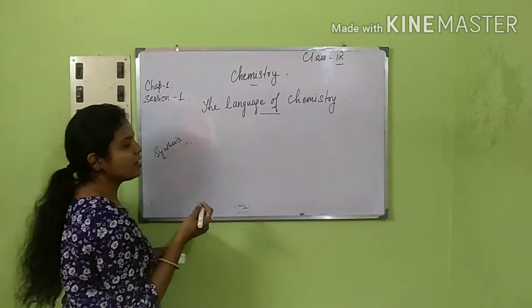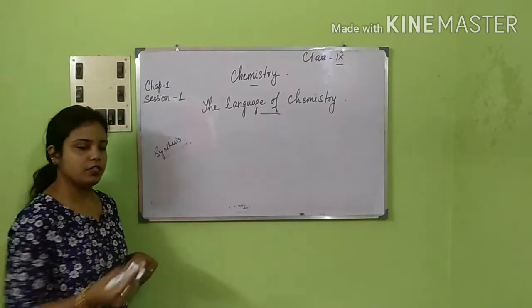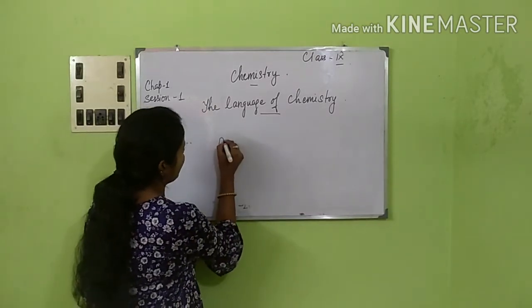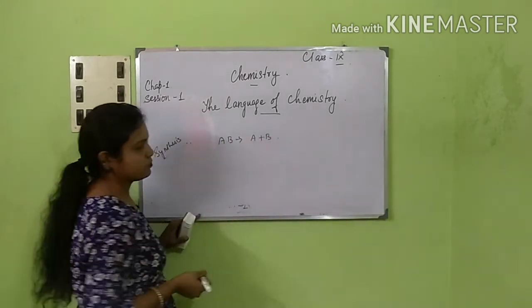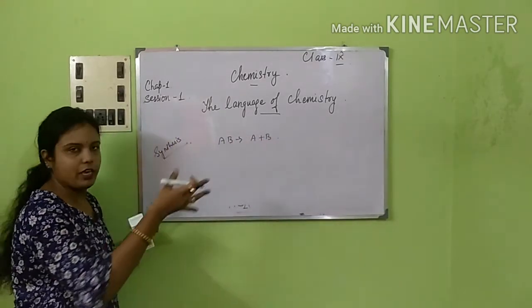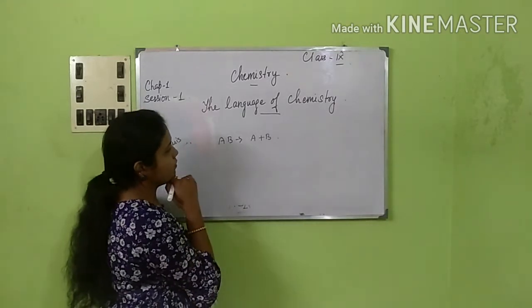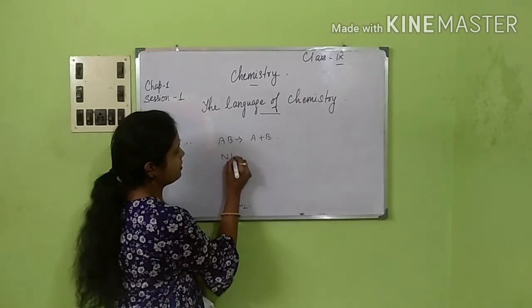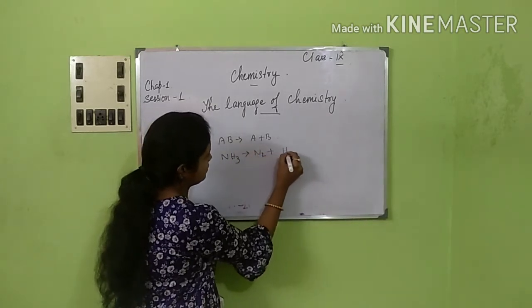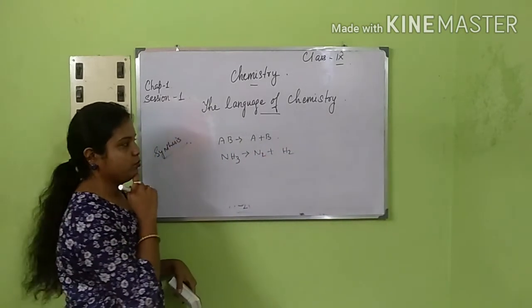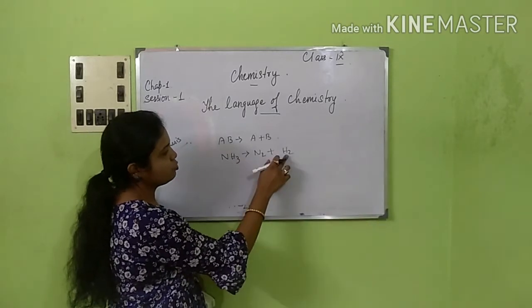Decomposition reaction. What is a decomposition reaction? Suppose AB is breaking up into A plus B. That is just breaking down. Taking for example NH3 breaking into N2 plus H2. Now NH3 is breaking into N2 and H2.